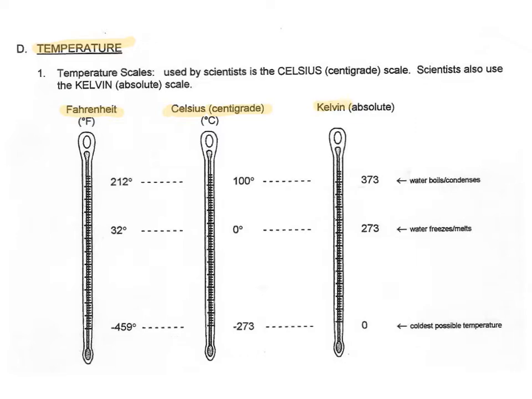The Fahrenheit scale is pretty much used in America and very rarely anywhere else. The Celsius scale is used throughout most of the world, and we'll talk about how it was developed in a moment. And then the Kelvin scale is used in most scientific experiments.